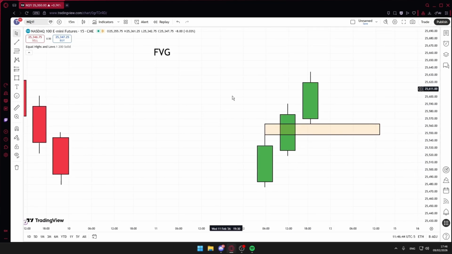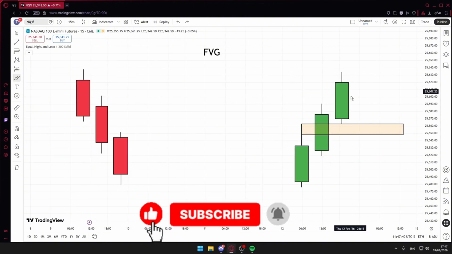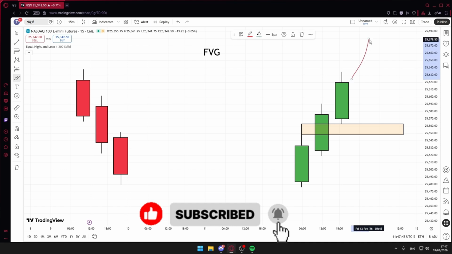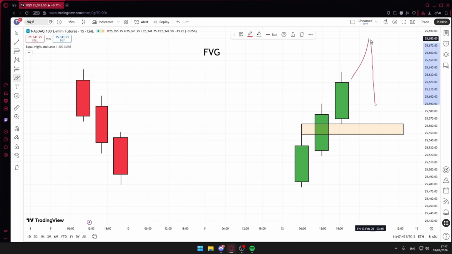How it usually works, for example, with this fair value gap, let's say that we have a bullish fair value gap. You're going to find that the market will go up and then start going down. If the market starts going down, what's usually going to happen? Either the market is going to touch the fair value gap and go all the way back, or go deep in the fair value gap and then go back up.